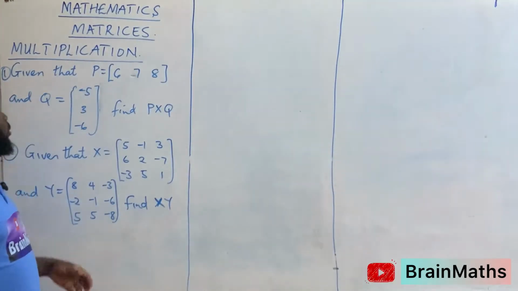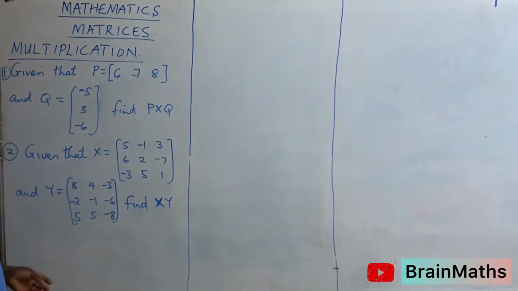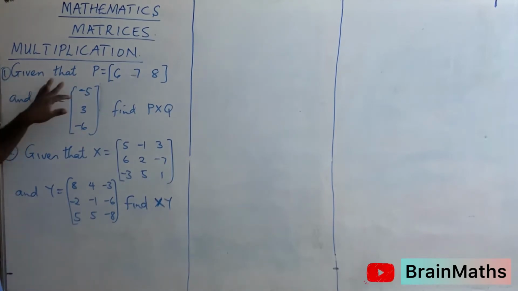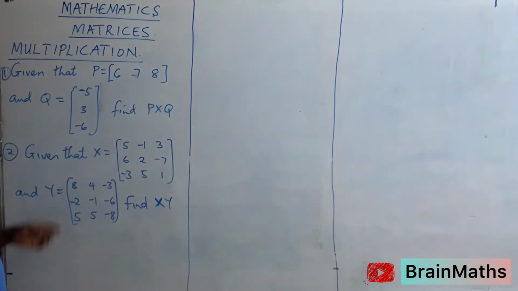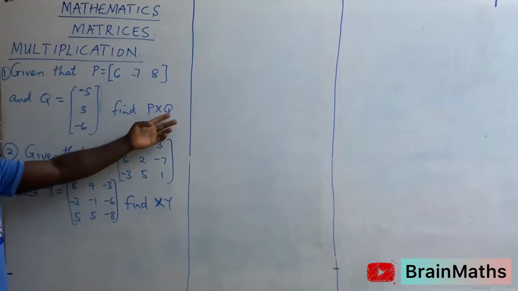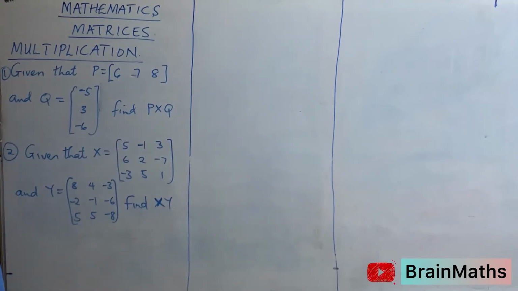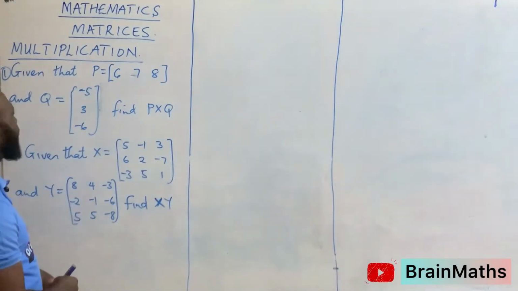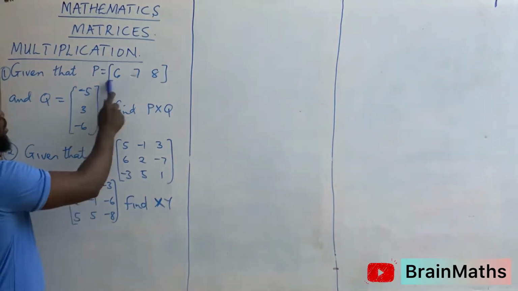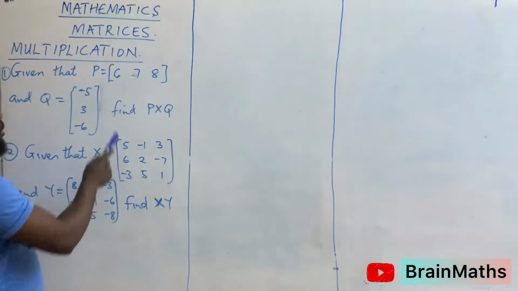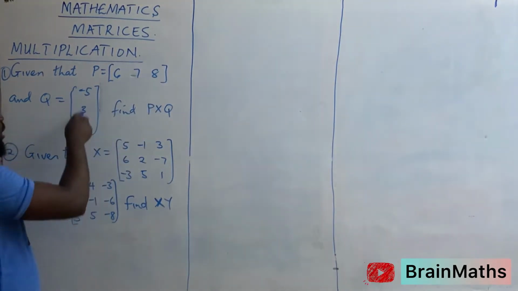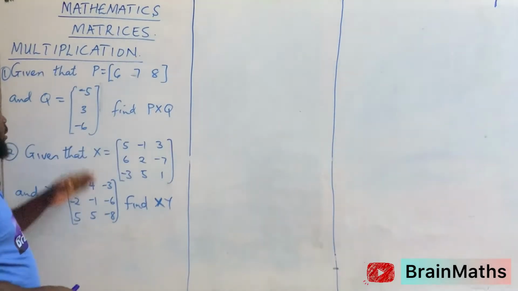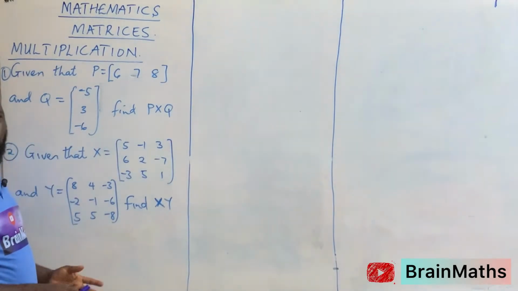All right, let's try to look at these two questions on the board. The first one says, given that P is a 1 by 3 matrix and Q is a 3 by 1 matrix, we should find P multiplied by Q. Don't forget from the previous example that it is only possible for us to multiply two matrices provided the number of elements in the first one, which is a row matrix, is the same as the number of elements in the second one, which must be a column matrix.